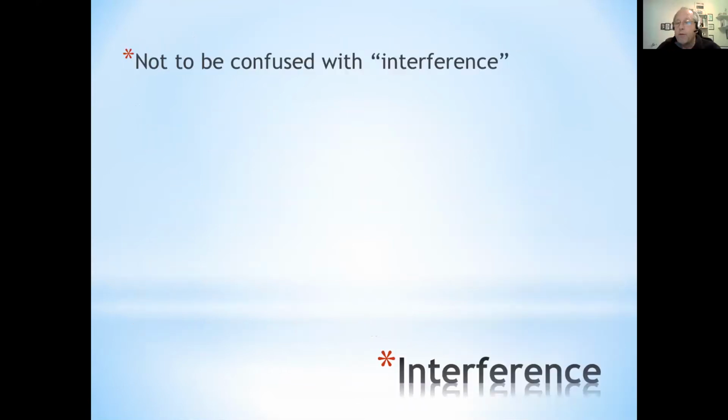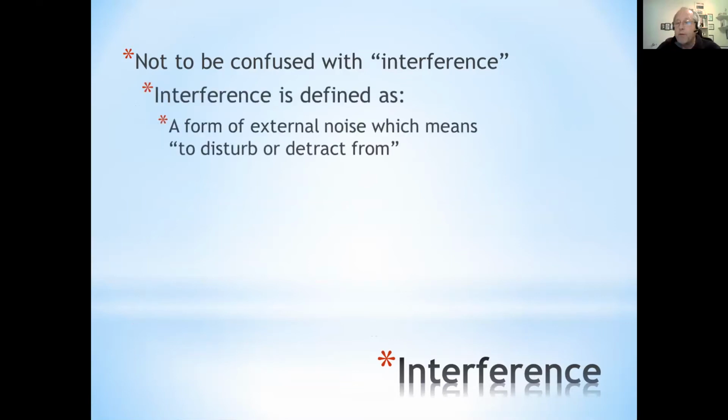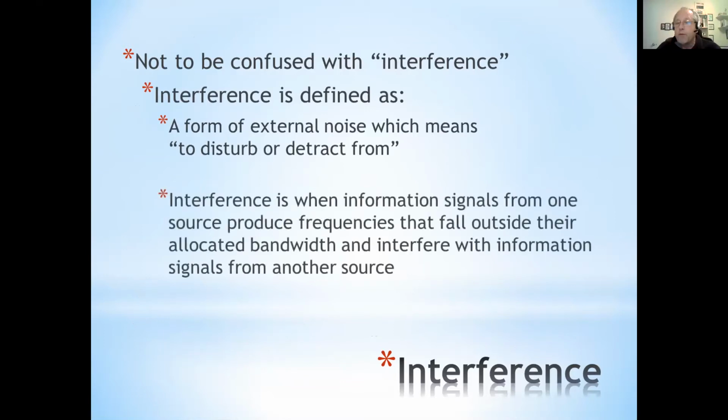This is not to be confused with interference, right? We talk about interference in our radio communications, and radio interference is defined as a form of external noise, which means to disturb or detract from. And it's really when information from one source falls outside of where it's supposed to be and winds up in the passband of your receiver.